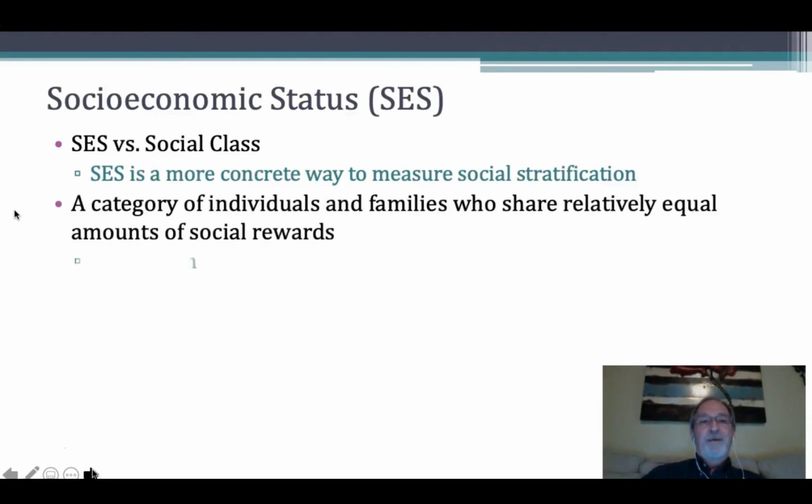Another way of looking at where people stand in society is using socioeconomic status. And this is a little bit more concrete way to measure it. Again, it's hard to measure things like prestige and power and so forth. So this is something that researchers especially can use to put people in the categories of socioeconomic status based on what kind of job they have, how much education they have, and how much income they have.